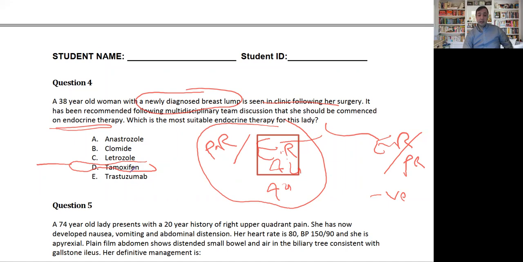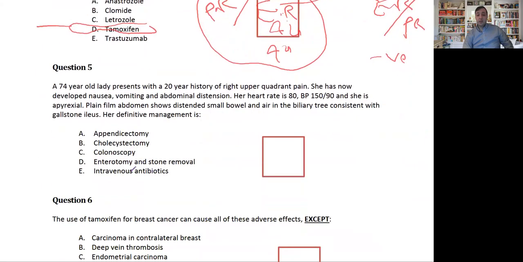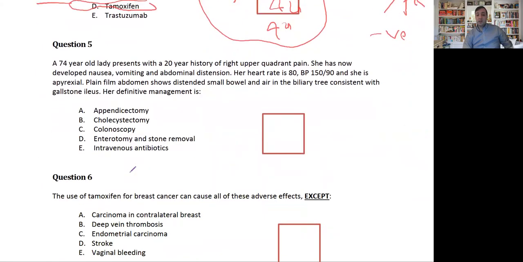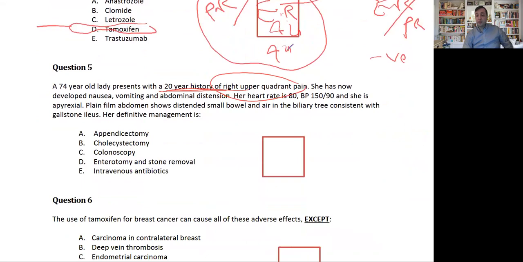So this is question number 4. Question number 5: a 74-year-old lady presents with a 20-year history of right upper quadrant pain. She has now developed nausea, vomiting and abdominal distension. Her heart rate is 80, blood pressure 150/90, and she is apyrexial. Plain abdominal film shows distended small bowel and air in the biliary tree.